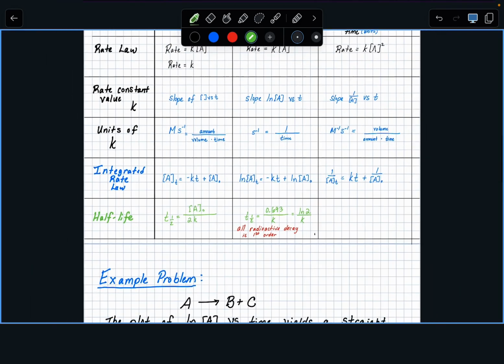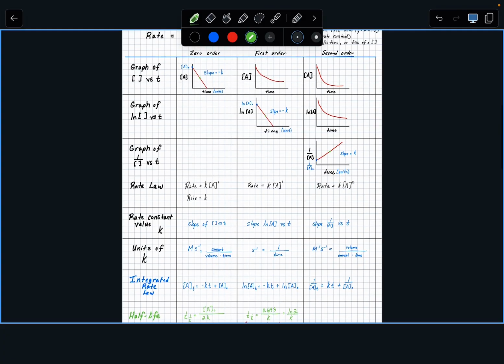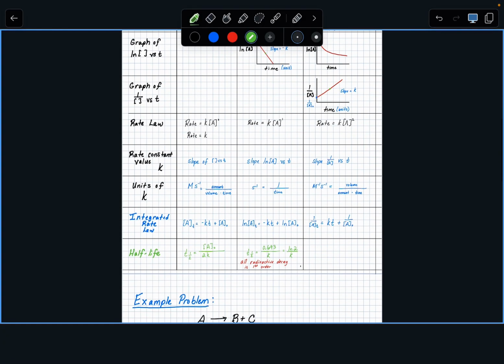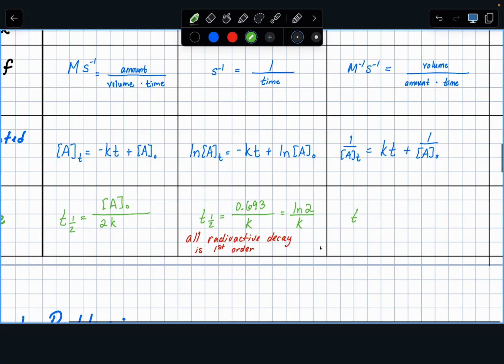And then last would be, what's the half-life for our second order reaction? And you just do the same thing. t 1/2 is 1 over k times the initial concentration. So for those two, you do need the initial concentrations to be able to solve for it.